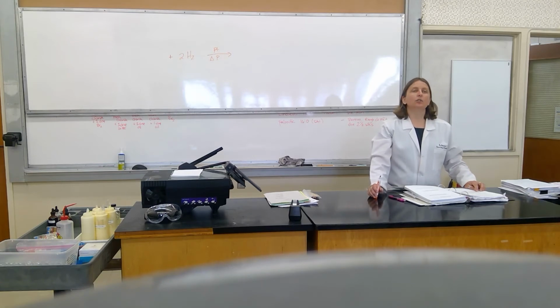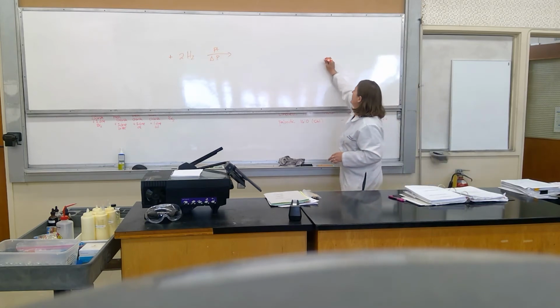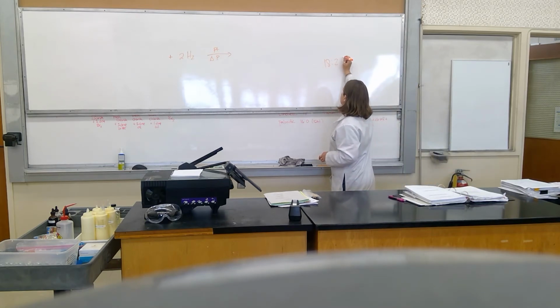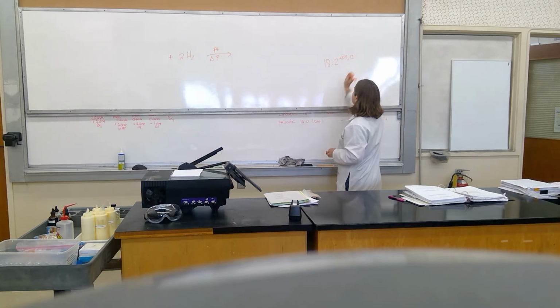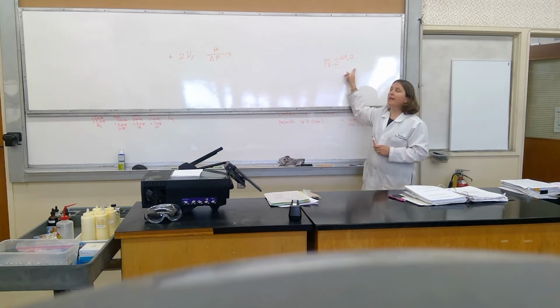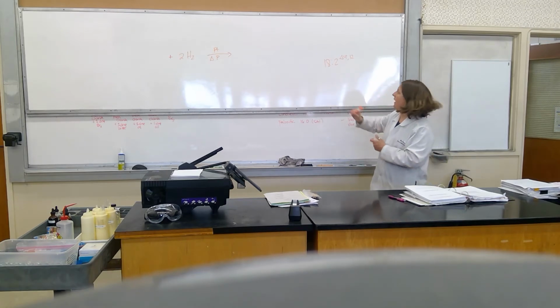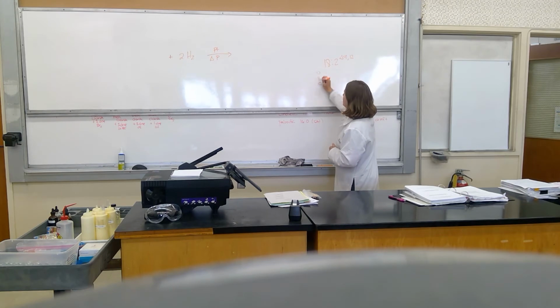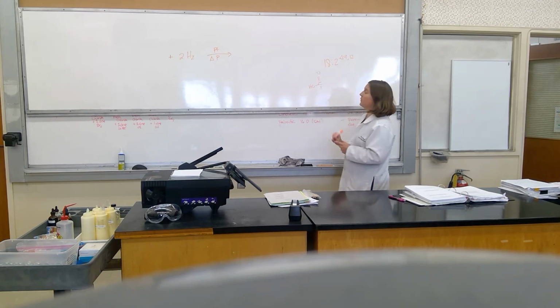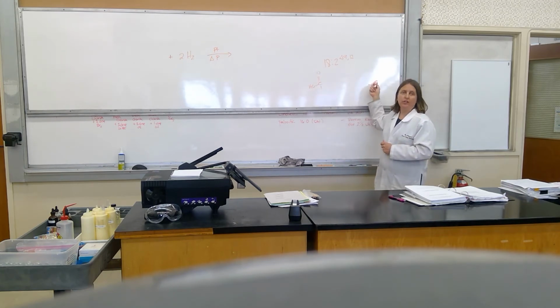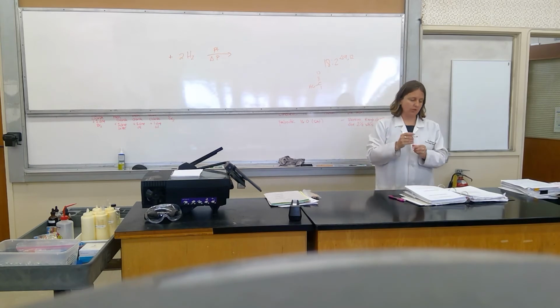And if I ask you to draw something like this, 18:2 delta 9, say something like that, when you draw them, make sure they're in the cis configuration. Okay, that's really important. And make sure too, when you start to draw them, you start with your carboxylic acid. That is carbon 1. And then you go in that direction. I think some of you are counting in the opposite direction.